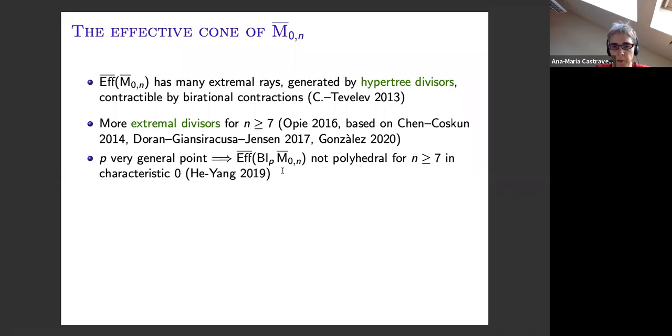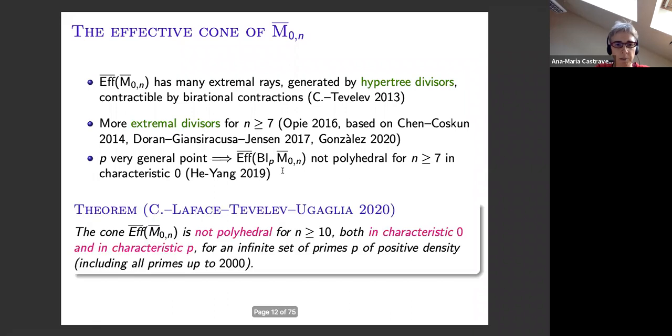And so now we have an explanation for why you get all these extremal divisors. The application of this result on blow-ups of toric surfaces is that actually the effective cone of M0,n bar is not polyhedral starting with n equal 10. And this is true in characteristic 0 and also in characteristic p for all the primes up to 2000. And then you can actually prove that the set of primes has positive density. So we don't quite have it yet for all the primes.